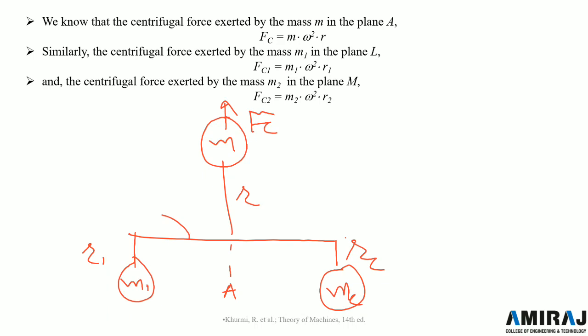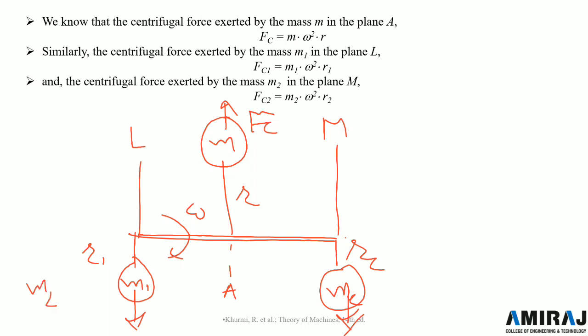और जो ओमेगा है वो रोटेशन, that will be the same because they are mounted on the same shaft. And here it is the plane L and this is the plane M, and there will be centrifugal force on these two as well. So here it will be m1 omega square r1, and here it will be m2 omega square r2.